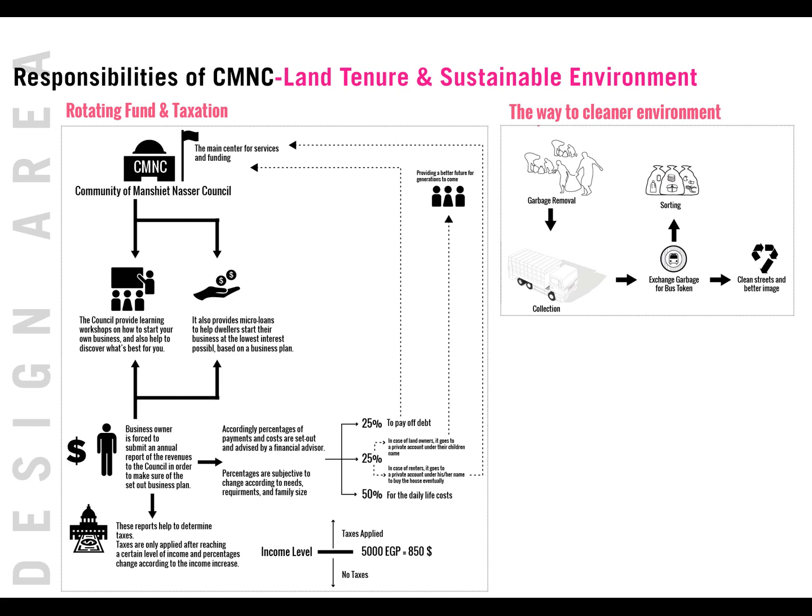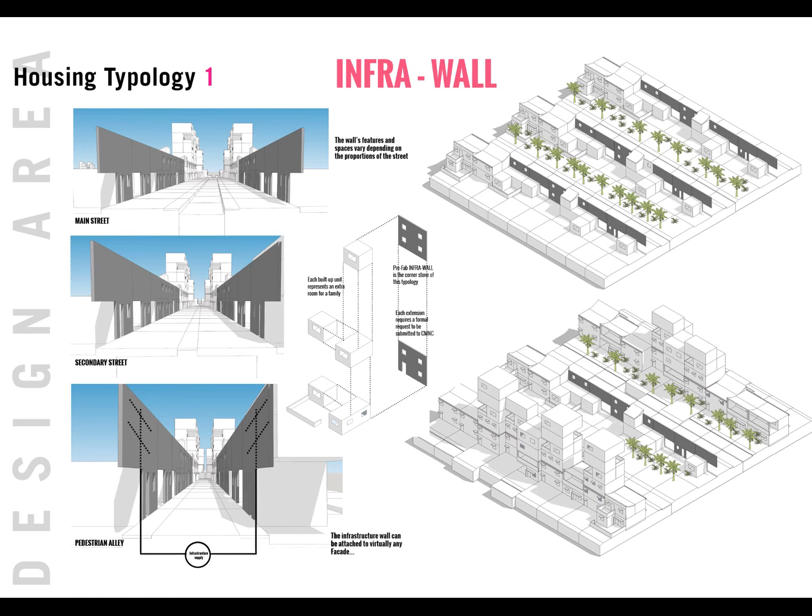Another duty is to encourage the residents to keep their community clean by offering a free bus token for each garbage bag they collect. My first housing typology is the infra wall. It is a flexible strategy that encourages diversity in housing and differentiation in public spaces. The main element of this strategy is a wall that contains the basic amenities and infrastructure necessary for a house: a washroom, kitchen, entrance, windows, and stairs.